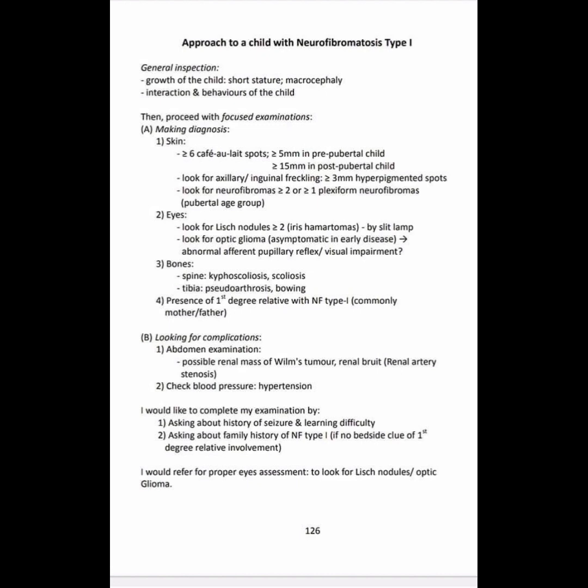Then I would like to complete my examination by, number 1, asking about the history of seizure and learning difficulty. Number 2, asking about family history of neurofibromatosis type 1 if no bedside clue of first degree relative involvement. I would refer for proper eye assessment to look for Lisch nodules or optic glioma.